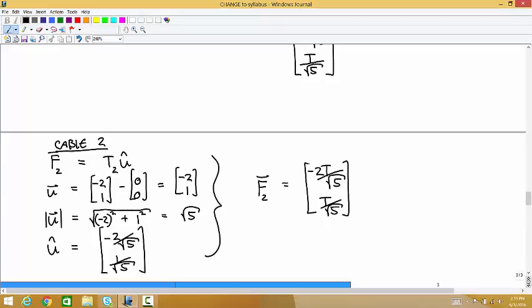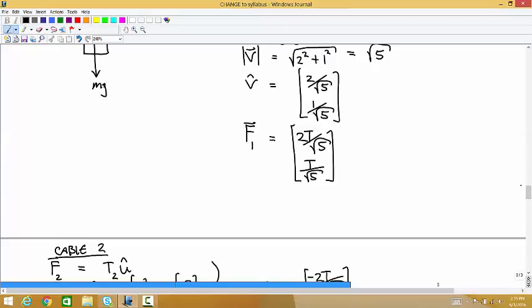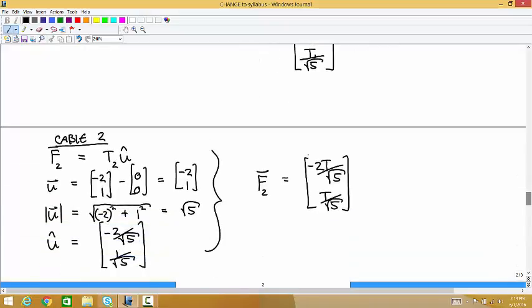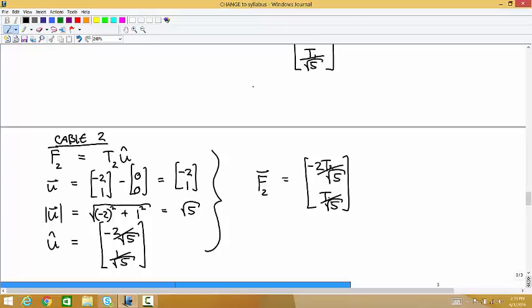Any questions about that? So now we've figured out a way to represent the forces. Oh, I wrote those as T's, but they should be subscripted. Is that what you were asking me before? Yeah. Why I skipped that? And then you were too polite to. Okay, so this should be 2T1 over root 5. This should be T1 over root 5. This one should be negative 2T2 over root 5 and T2 over root 5.